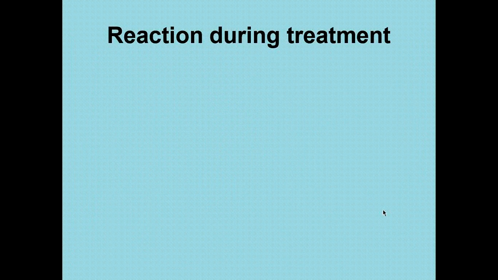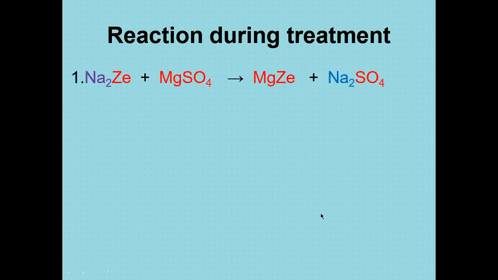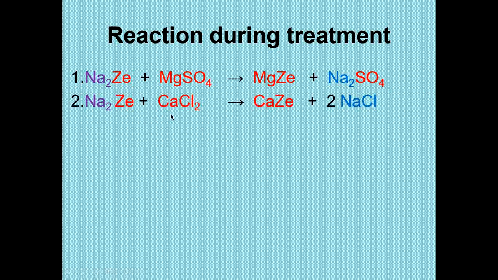Okay, now let us discuss the reactions during treatment. For example, magnesium sulfate is present in water and it is passing through the sodium zeolite. What will happen? The Mg gets deposited on the Ze, that is zeolite, and sodium reacts with SO4 and comes into the water. Similarly, with calcium chloride you get calcium zeolite plus 2 NaCl.